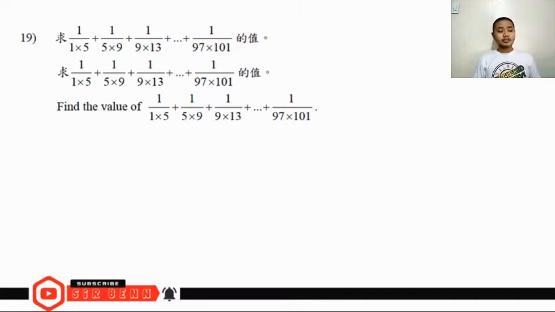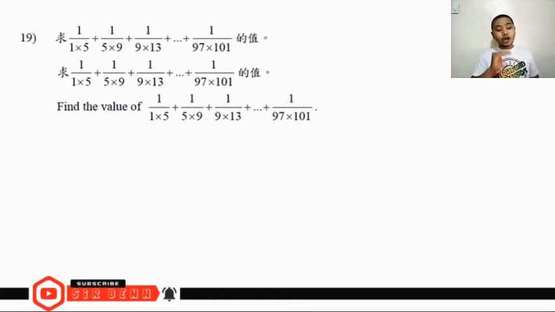The third one: find the value of 1 over 1 times 5 plus 1 over 5 times 9 plus 1 over 9 times 13 until we reach the last term, that is 1 over 97 times 101. So how are we going to solve this type of problem? How can a grade 6 student solve this type of problem?